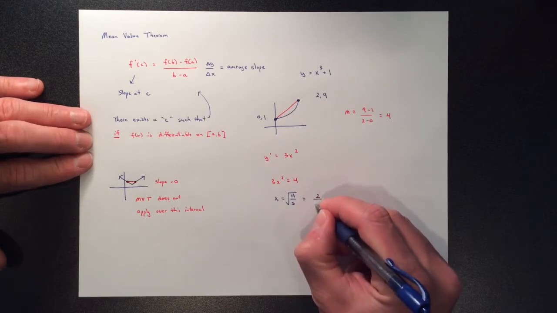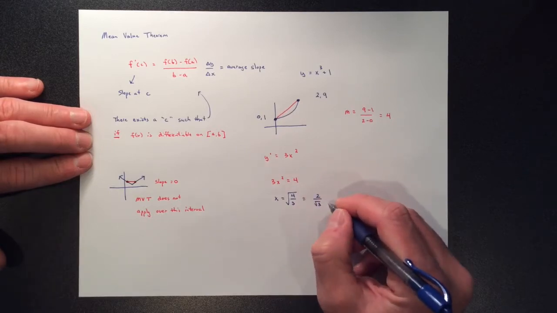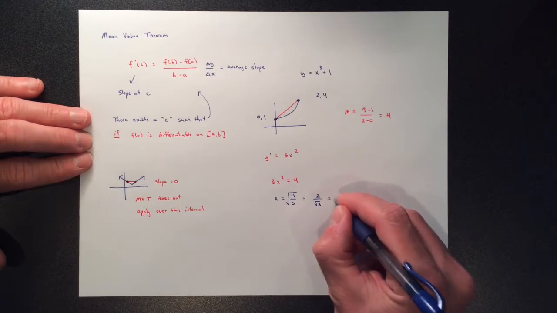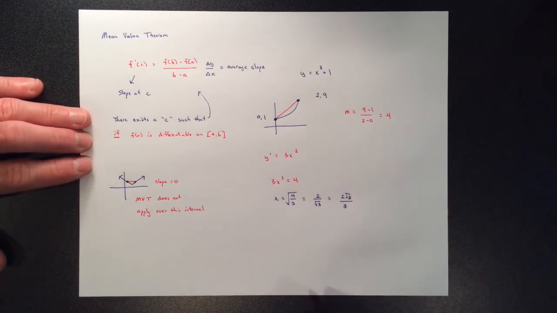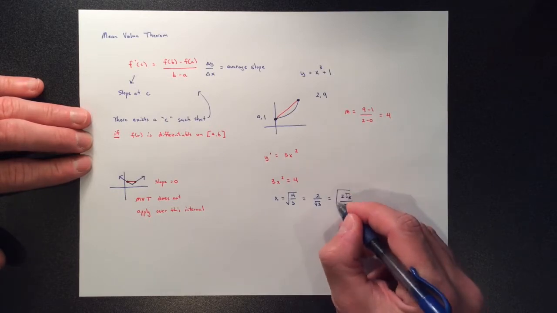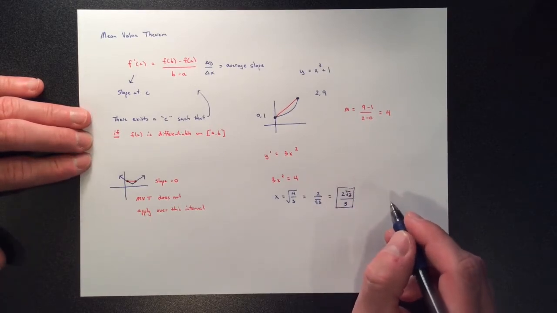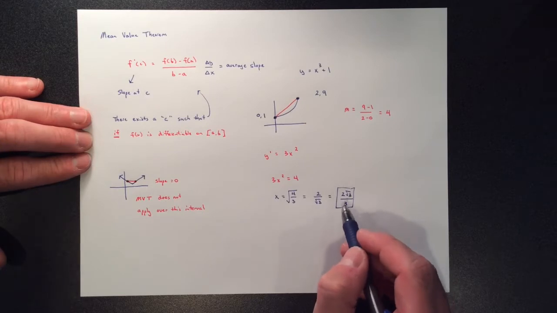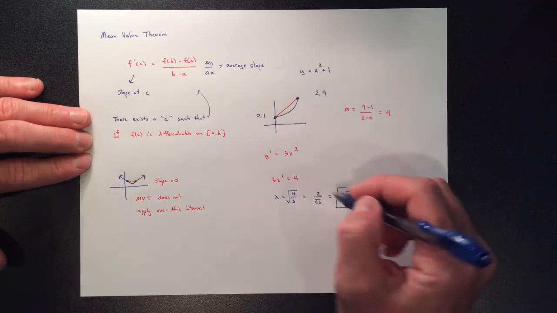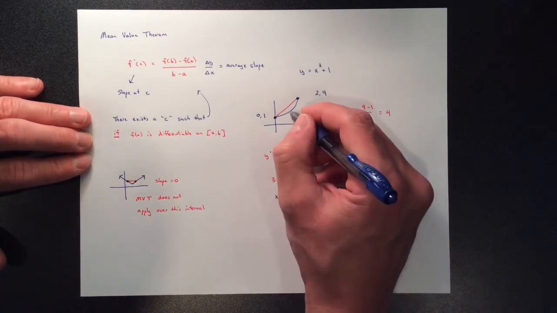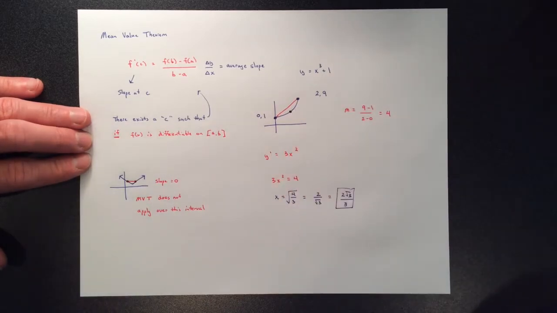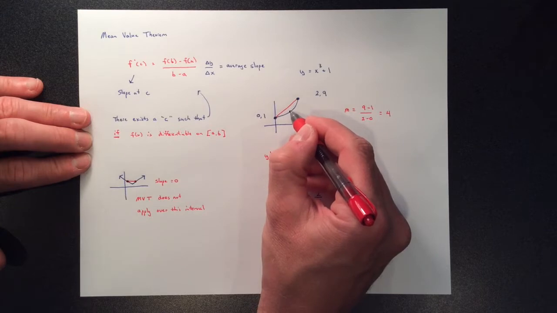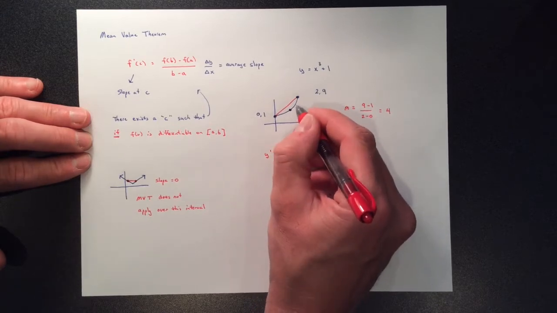Otherwise, we could say this. And if we want to get silly, we can certainly say that this is 2 radical 3 over 3. Okay, this is our c value. At that c value, we're saying that the derivative, meaning if we go to this value, let's say on the picture it's right there, that the instantaneous slope at this point is equal to the average slope.